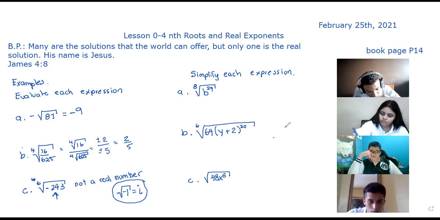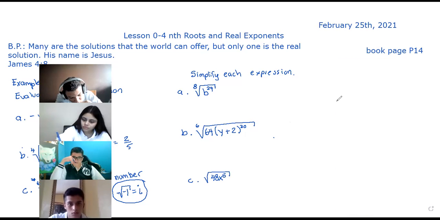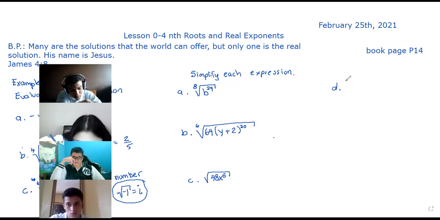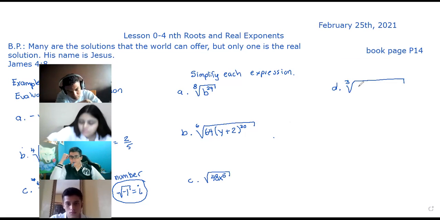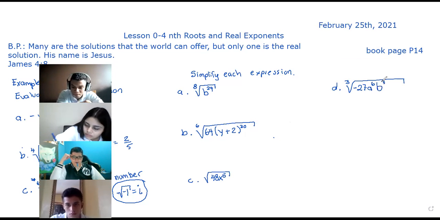And the last problem, let's see if we have time. If we don't have time, we'll do it Monday. The cubic root of -27 a to the power of 6, b to the cube, c to the power of 5.